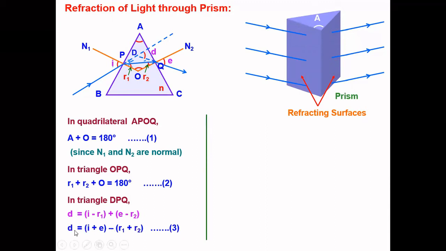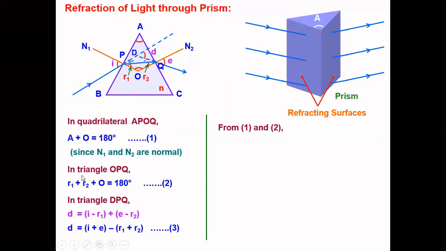Now I got an expression for D, and R1 plus R2 plus O is equal to 180 degrees we have. This if I use in this, from these two expressions, if we compare this directly, 180 is on the right-hand side, O is on the left-hand side.